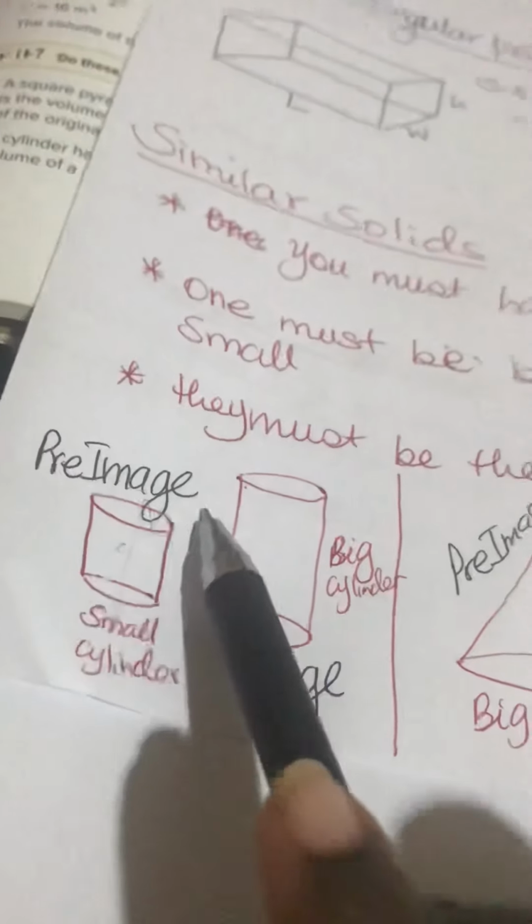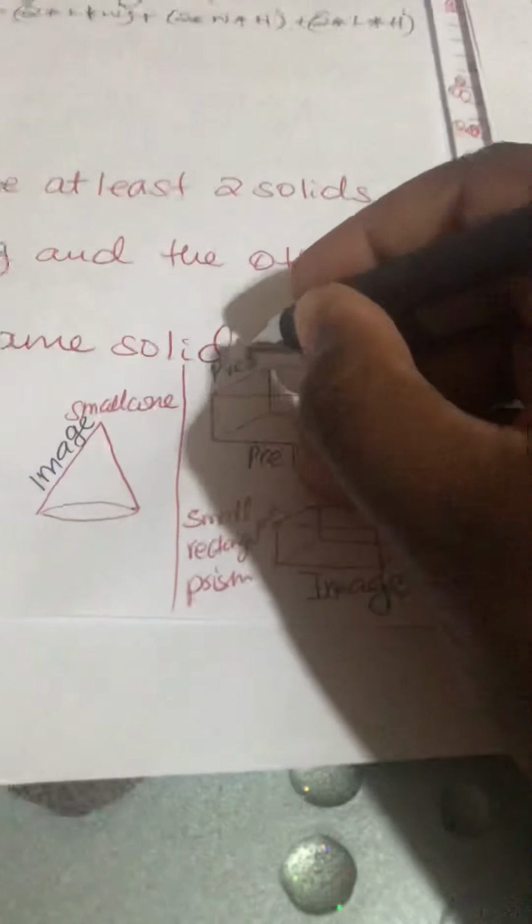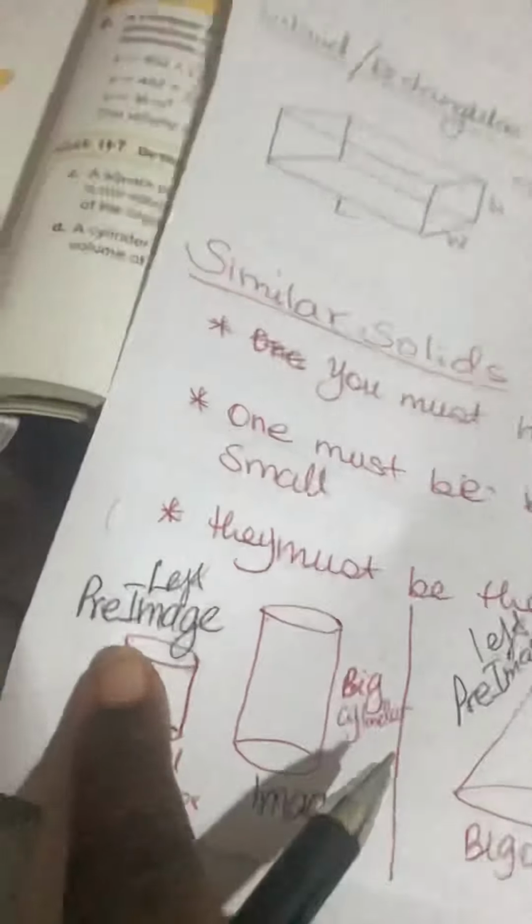Now, the first shape is always called the pre-image. The first one, the one on the left, is always your pre-image. Whether it is big or small, the shape on the left is your pre-image. If it is up and down, the shape on top is the pre-image, because it was the first one that was drawn. That's the first shape, and then this is the second shape.